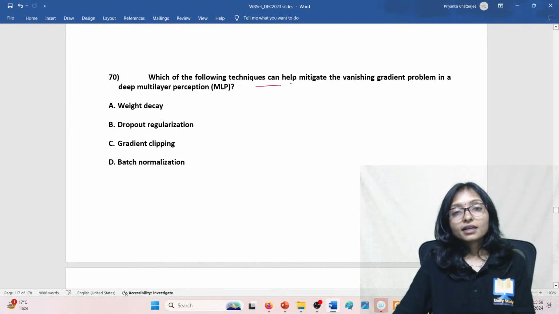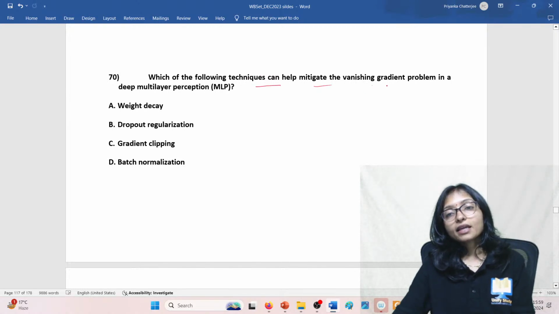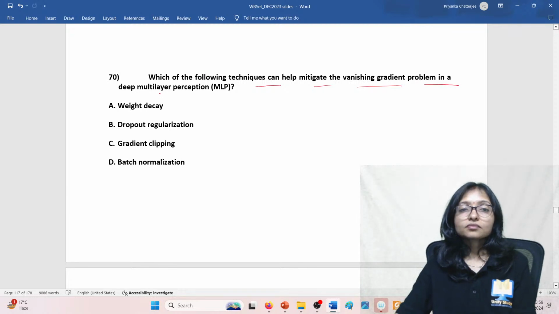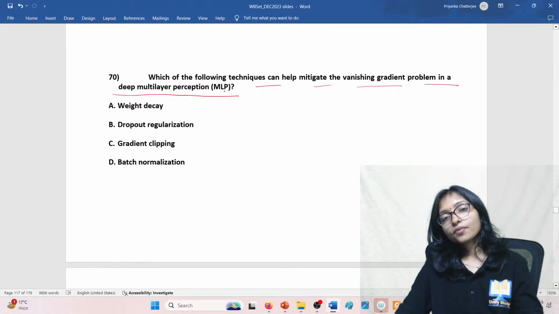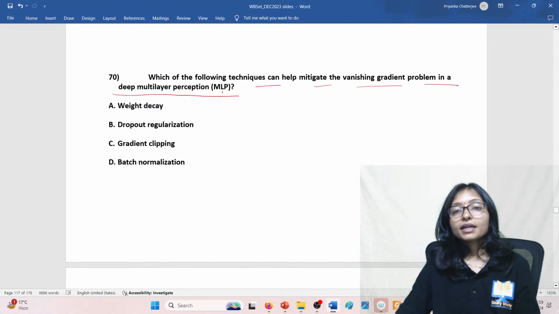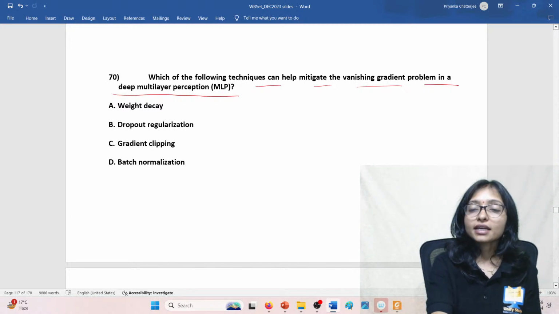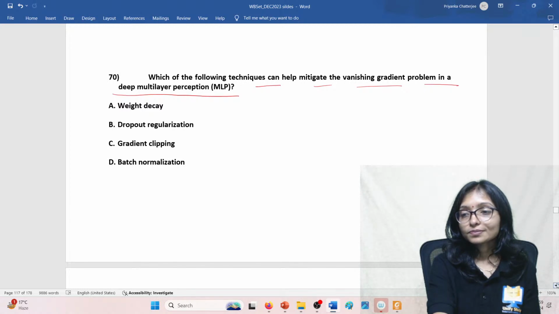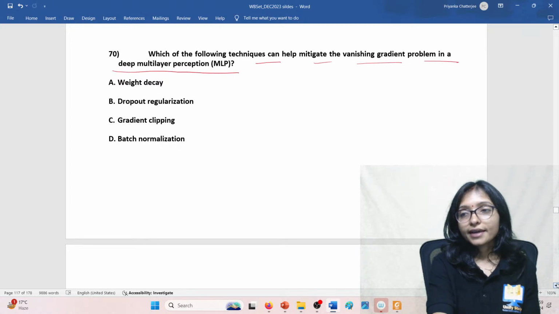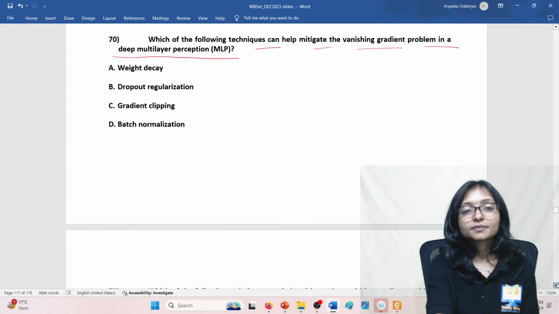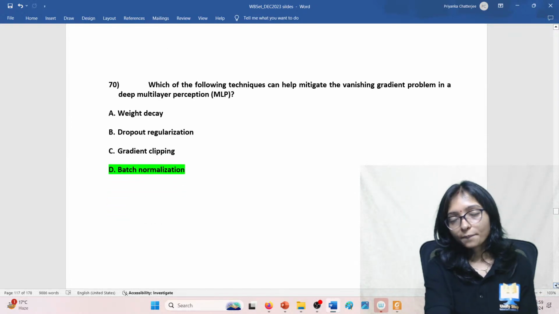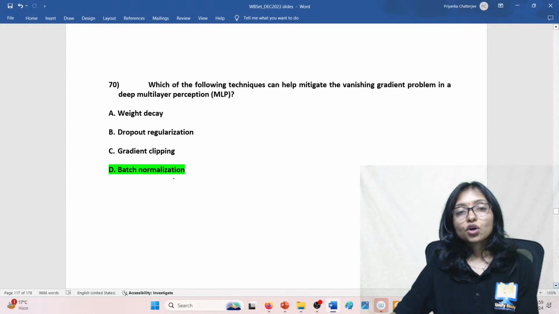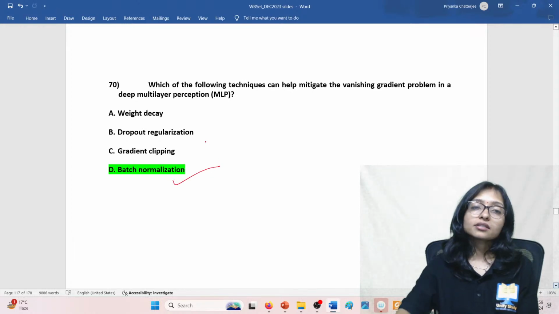Which of the following techniques can help mitigate the vanishing gradient problem in a deep multi-layer perceptron? Where you are using it to mitigate the vanishing gradient problem. So it is batch normalization. The answer will be batch normalization. This is the correct answer.